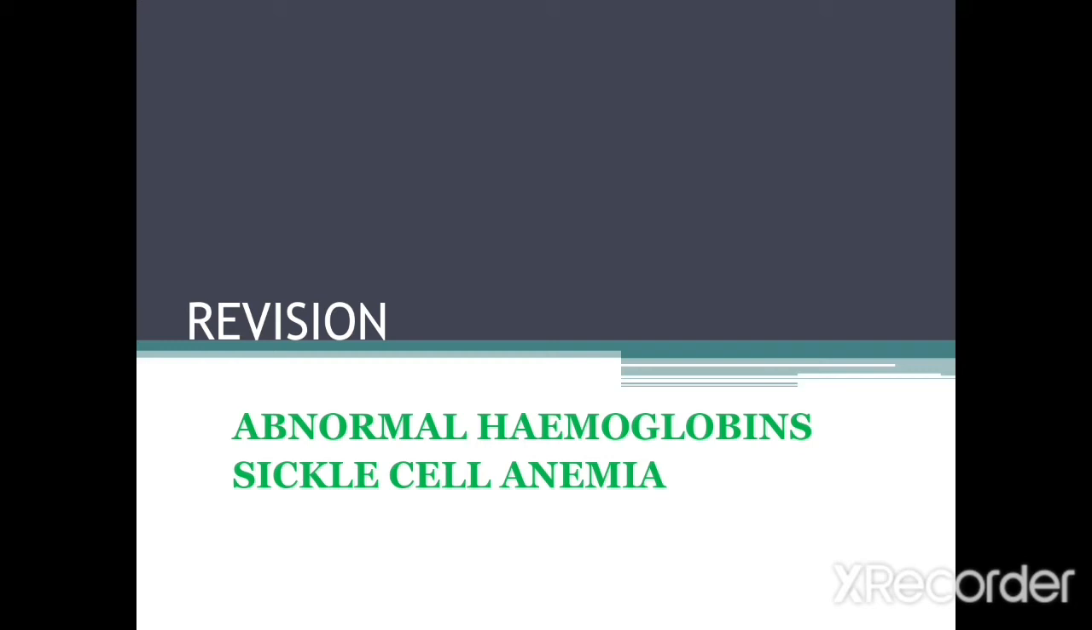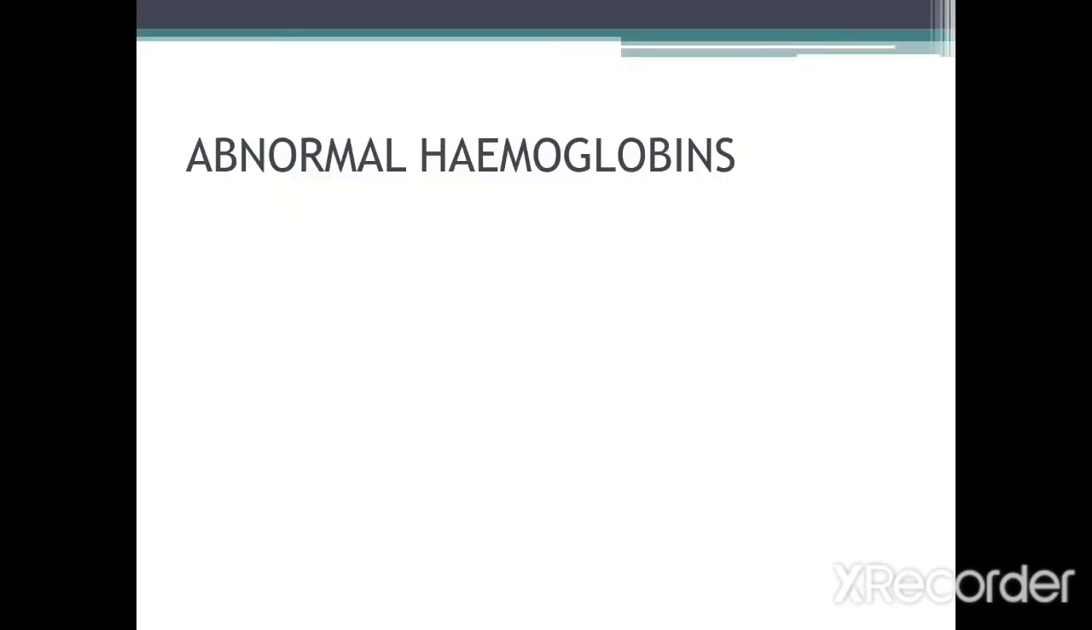Hi everyone, we will do the revision of abnormal hemoglobins and sickle cell anemia. First question is abnormal hemoglobins. Hemoglobin has 4 polypeptide chains and HbA is the major hemoglobin found in the RBC of adults.